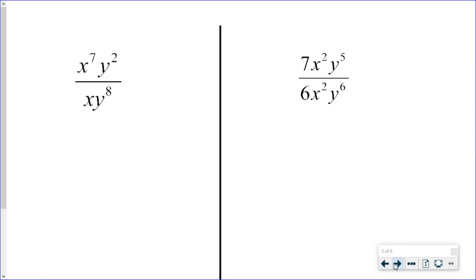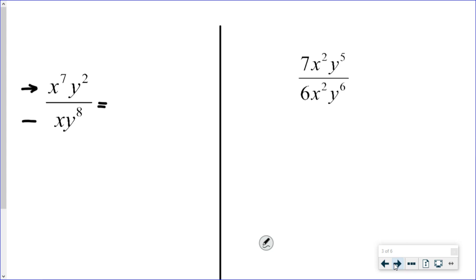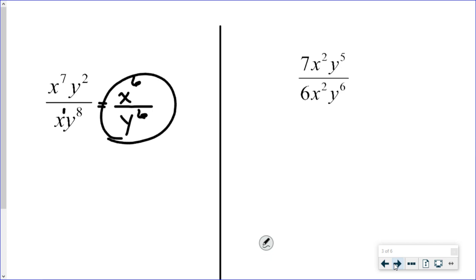Okay, let's keep going. Now there's nothing to combine because x's and y's are different bases, so we can't add the exponents. So now you just think. Again, there's a little 1 here. So look at x's. Where's the bigger x? On the top, subtract 7 and 1. That's 6. Now look at the y's. Where's the bigger y? On the bottom, subtract them. And since those are different bases, that's all you can do.